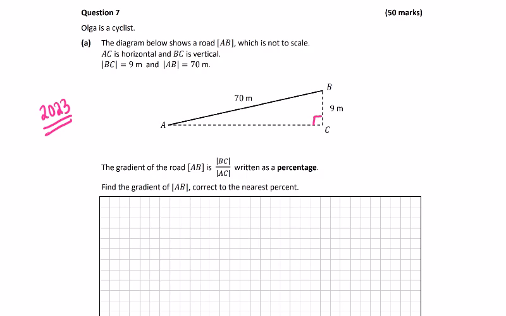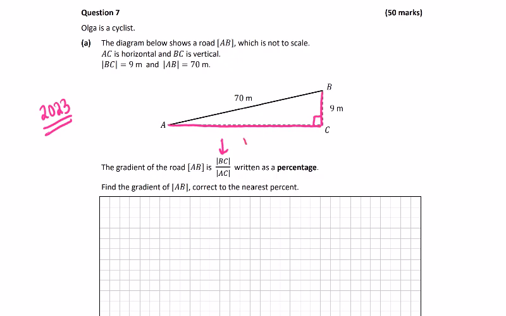The gradient of the road, written as a percentage. Find the gradient of AB, correct to the nearest percent. And we're told the gradient of the road is BC over AC. We need to know rise over run, given to us in 2023. I don't know what's going on with this paper, but it seems a bit strange.